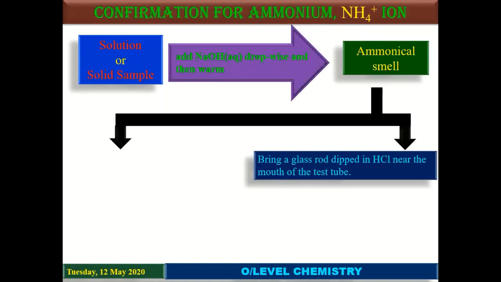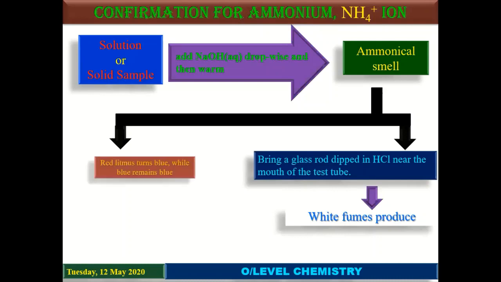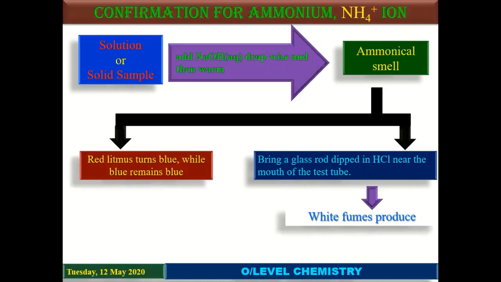In the first test, on the same test tube where we have added a small quantity of sodium hydroxide and put it on a gentle flame, near the mouth of the test tube we bring a glass rod dipped in HCl. What may happen? It may give white fumes. If white fumes are produced, it shows the presence of ammonium.